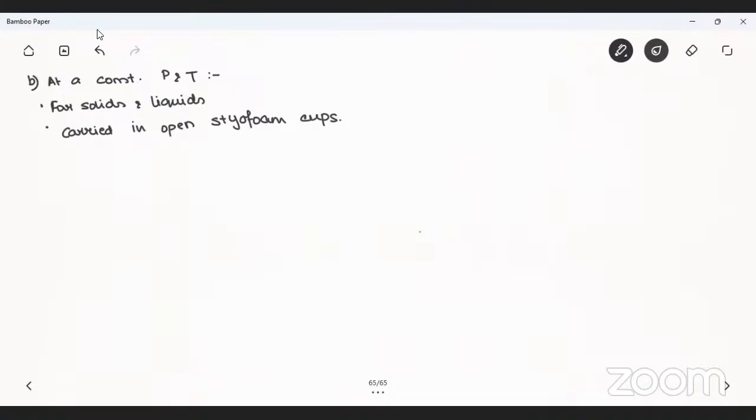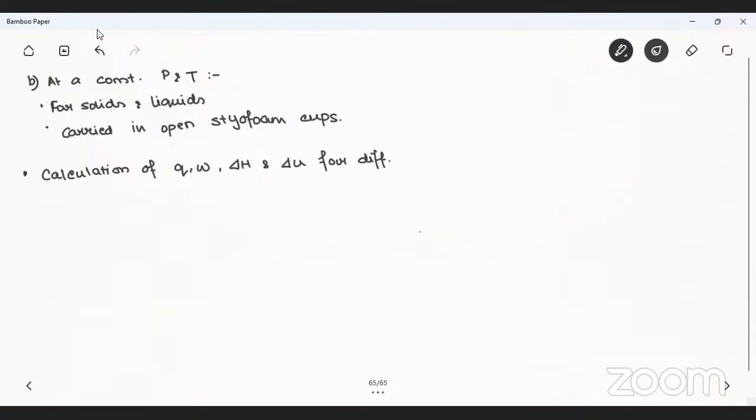So now we will start with another topic, which is calculation of Q, W, delta H, and delta U for different processes. Okay, so all of this we will be learning today.